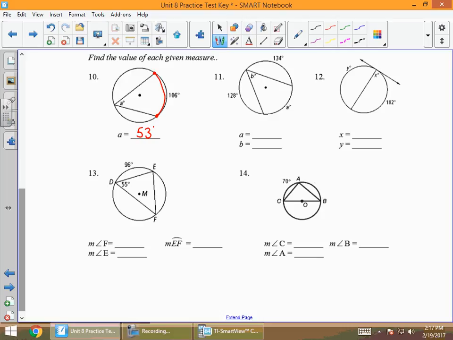Number 11 gives us a 134 degree arc, a 128 degree arc, and then A. So they all have to add up to 360. So if I do 360 minus 134 minus 128, I should get 98. So A is 98 degrees. And then angle B is an inscribed angle, so it is half of 98, which is 49 degrees.